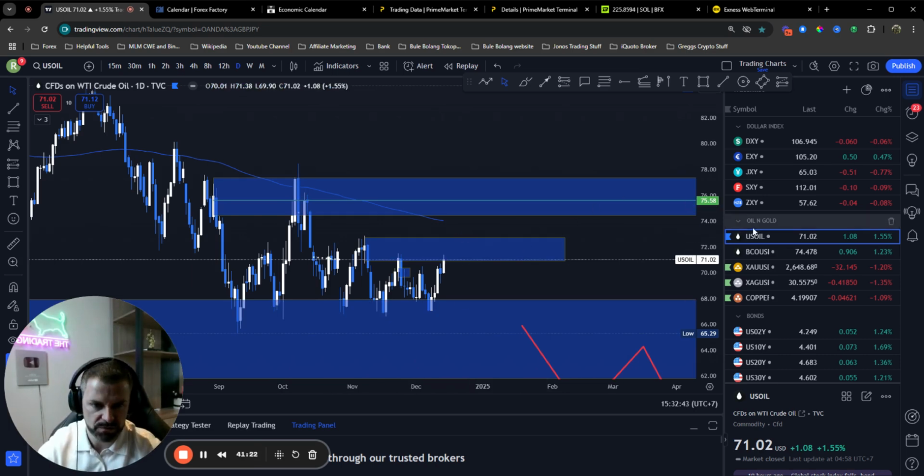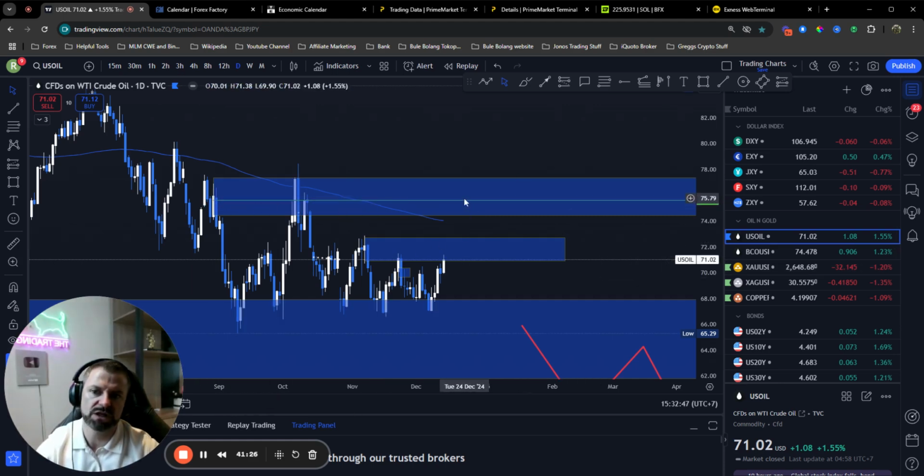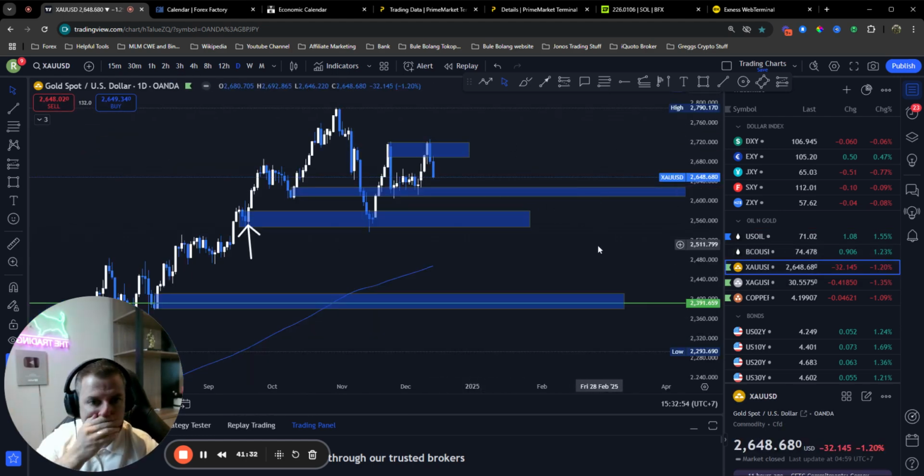Why would you do it? It doesn't make sense. Just sit back, relax, wait for the markets to retest this zone here, and then enter the sells, and away you go. Or, of course, if it breaks above that, crack on.